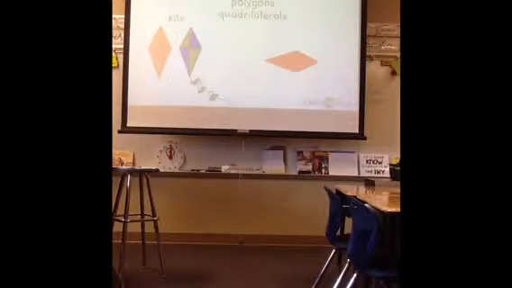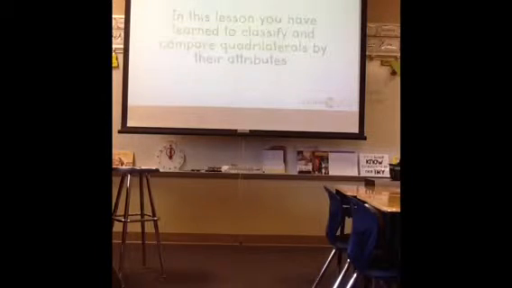Kites have congruent adjacent sides. The blue arc marks 2 congruent sides that are adjacent. Adjacent means they're next to each other. The green arcs mark the other 2 congruent adjacent sides. Let's use the mathematical symbols to show the adjacent sides are congruent. In this lesson, you have learned to classify and compare quadrilaterals by their attributes.